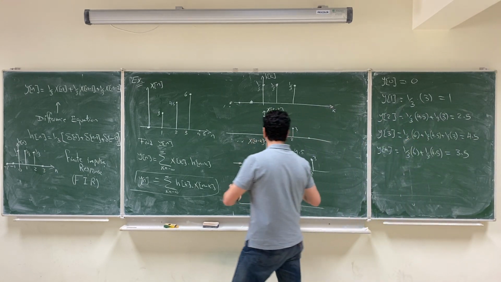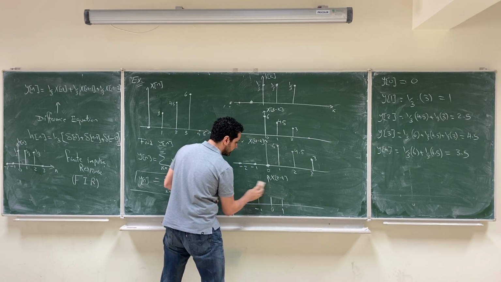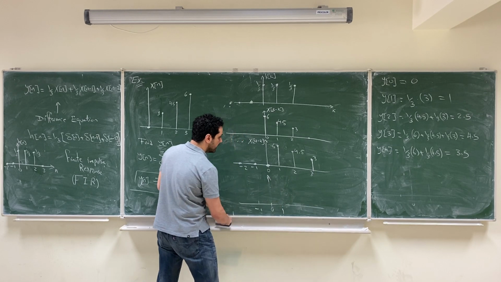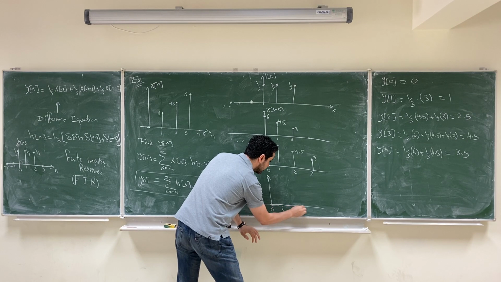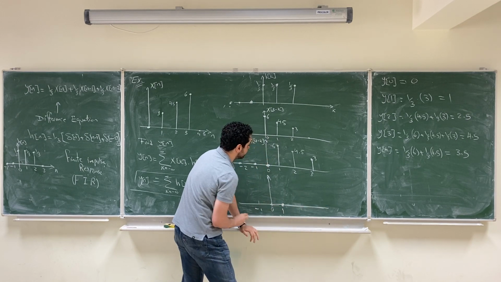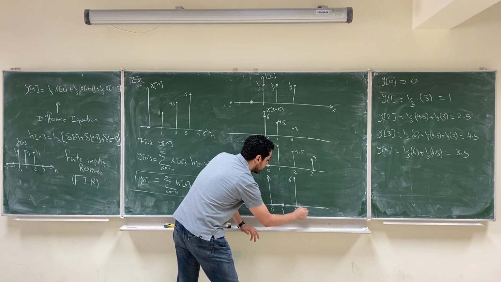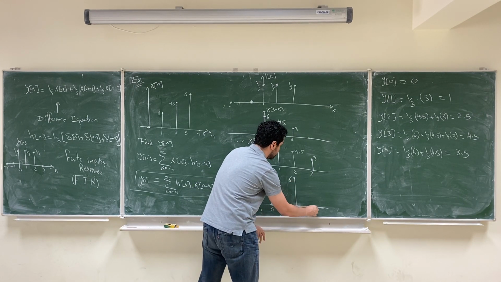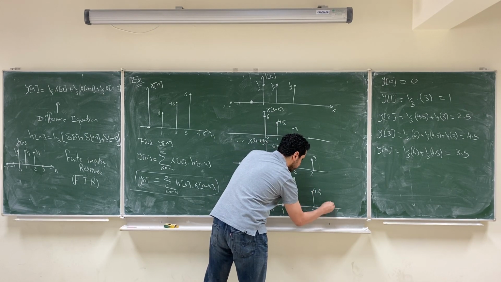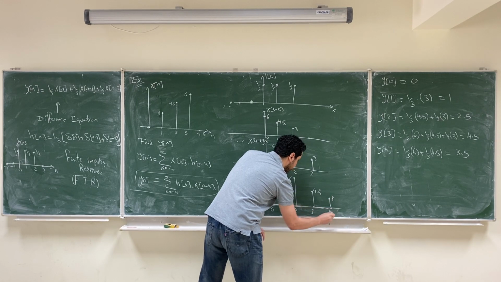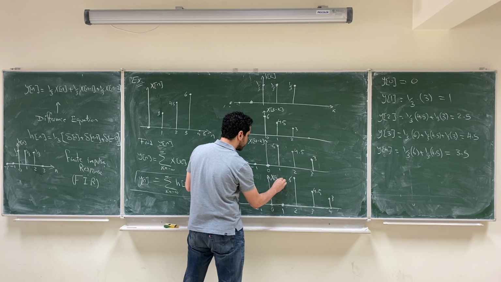And then we shift one more. If we shift one more time, then there will be 0 at 1. At 2, there will be the sample of 6. At 3, there will be the sample of 4.5. At 4, there will be the sample of 3. This is x of 5 minus k.